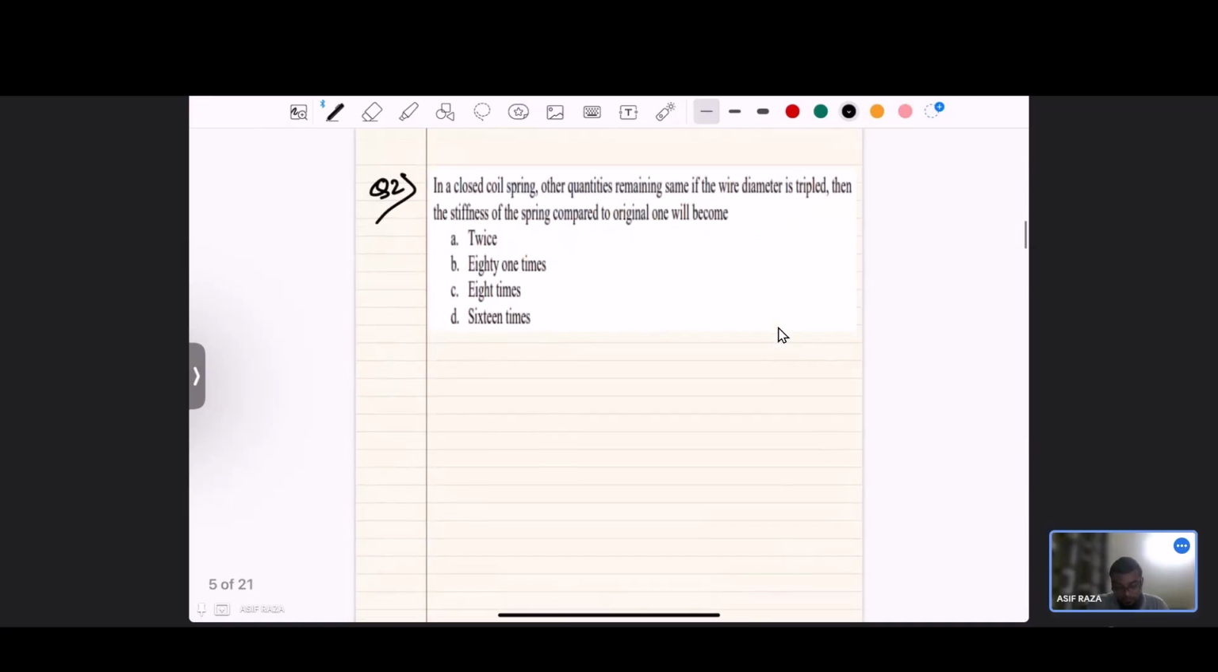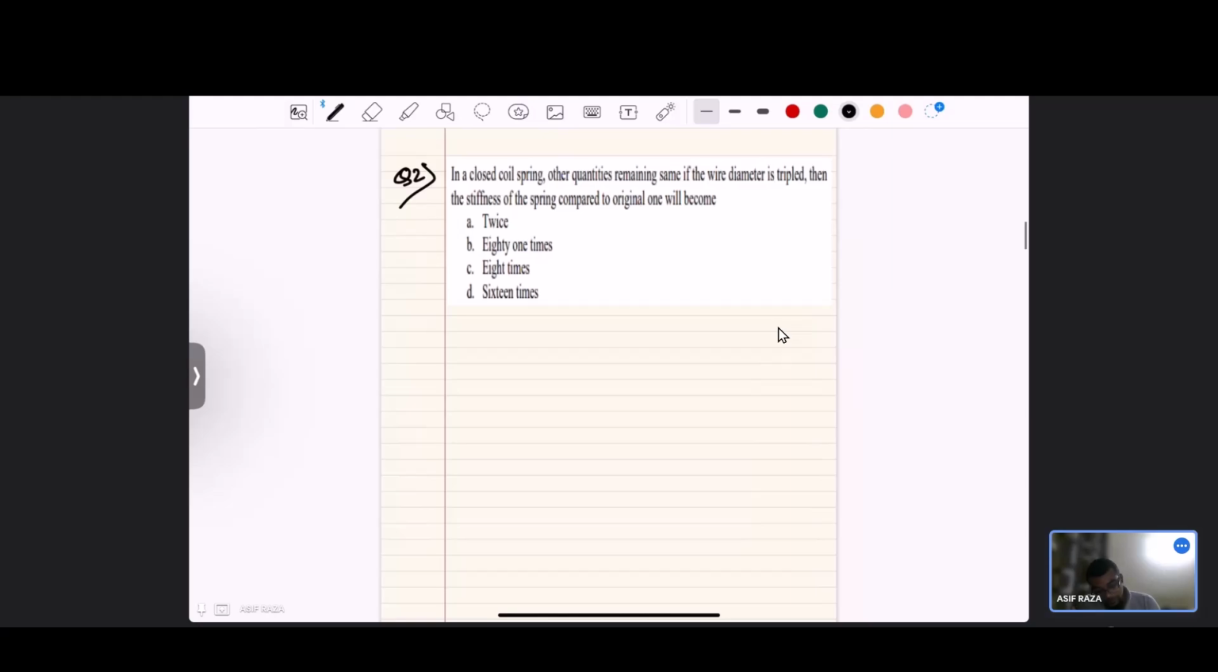Let's do this question first. In a closed coil spring, the other quantity is remaining same. If the wire diameter is tripled, then the stiffness of the spring compared to original one will become. Okay, so first thing first, stiffness formula is given this.